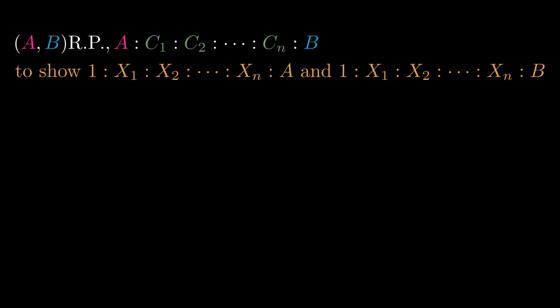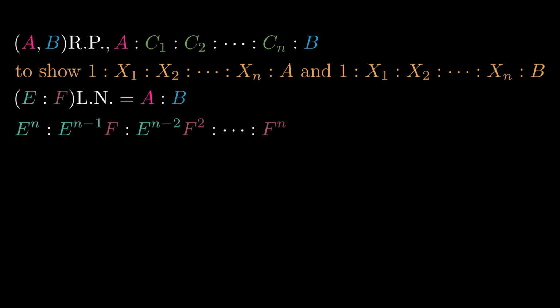and b. First, we use the ratio of our given continued proportion to make the continued proportion e to f in least numbers proportional to that ratio. Then, construct from e to f a continued proportion of the same length as the given ratio. The continued proportion will be e to the n minus 1 times f, to e to the n minus 2 times f squared, and so forth to f to the n.